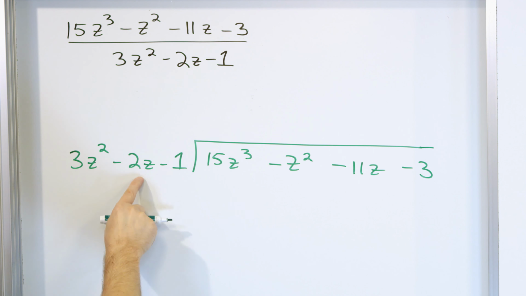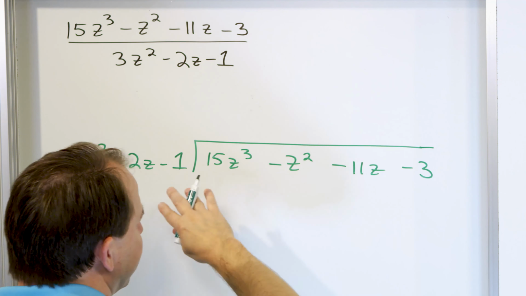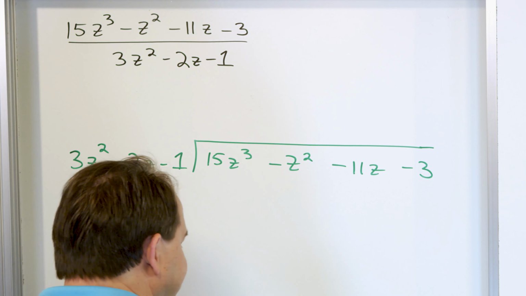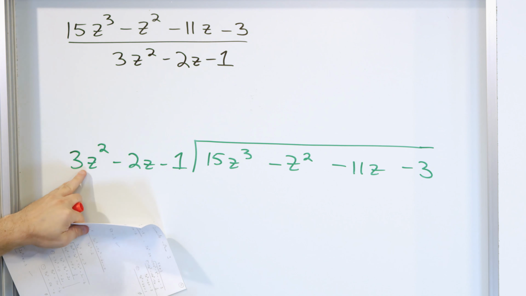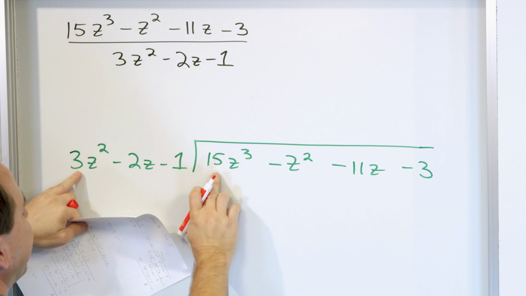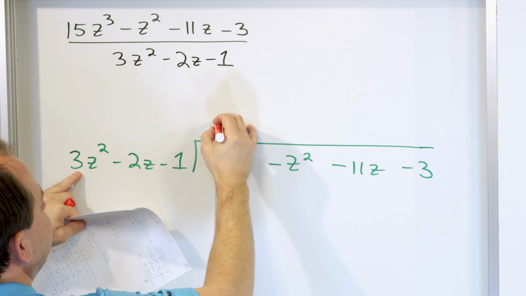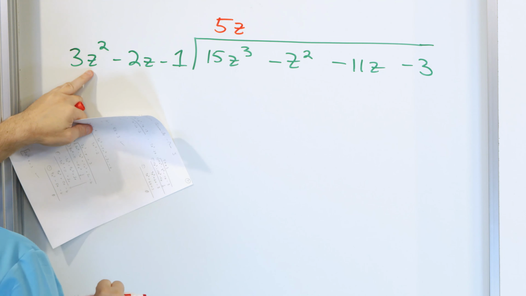We have z squared, z to the first, constant term, z cubed, z squared, z to the first, constant term. So we're not missing anything. So we don't have to put any zeros in. So that part's good. And then we're going to tackle it the same way. We only look at the very first part of the divisor and the very first part of what's underneath. And 3 times 5 is 15, so we know we're going to have a 5. And z squared times something is going to give me the z cubed. It has to be a z there.